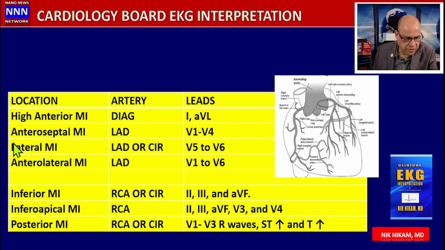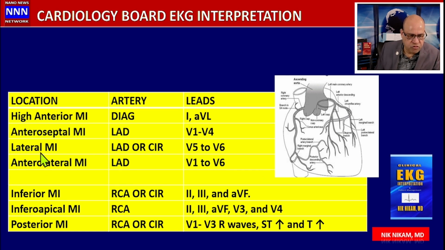The lateral myocardial infarction may be related to the left anterior descending or the circumflex marginal branches, and it is usually reflected in V5 and V6. Anterolateral myocardial infarction, the terminology is sometimes confusing because different textbooks use different nomenclature. Some textbooks describe the anterolateral myocardial infarction as the one involving lead 1, AVL, and V4 to V6. That is high anterior and the lateral wall, which again is related to the left anterior descending branch.